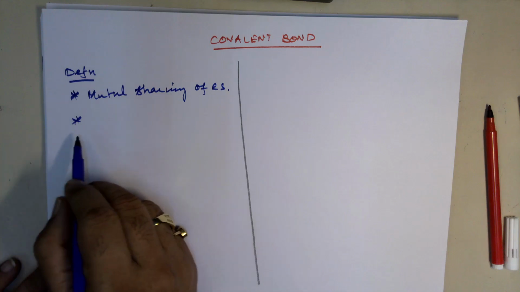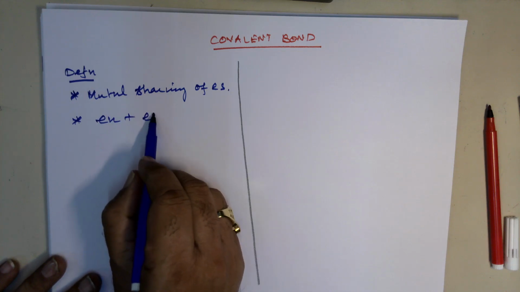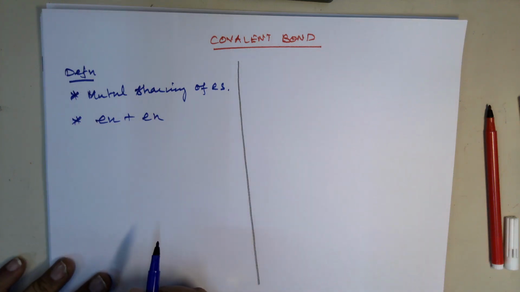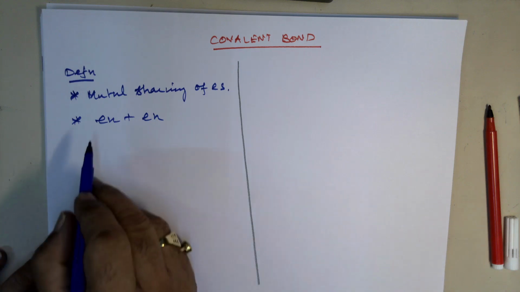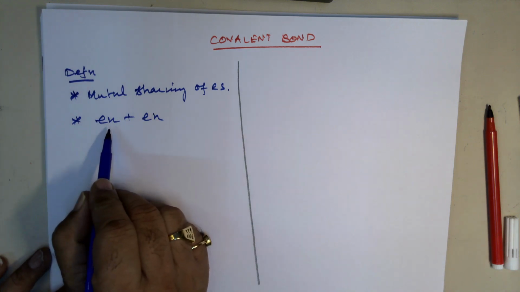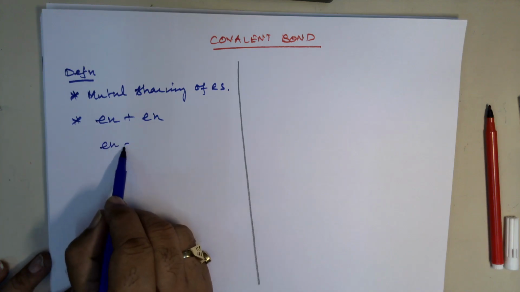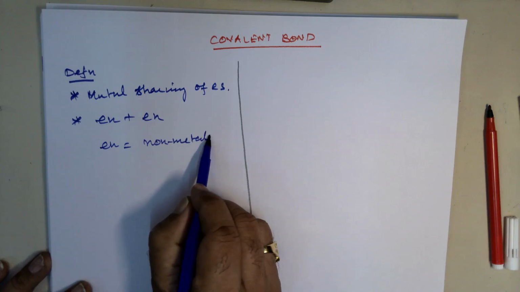In covalent bond, both the atoms are equally electronegative. So you can say it is a combination of equal electronegative elements. So generally, this type of covalent bond is formed between two electronegative atoms or non-metals. When I say electronegative, you can call it simply non-metal elements or non-metals.